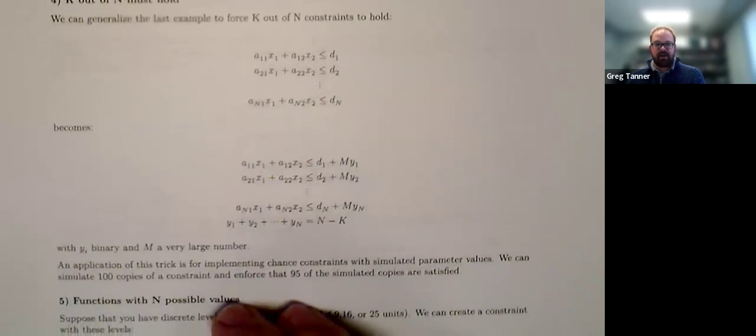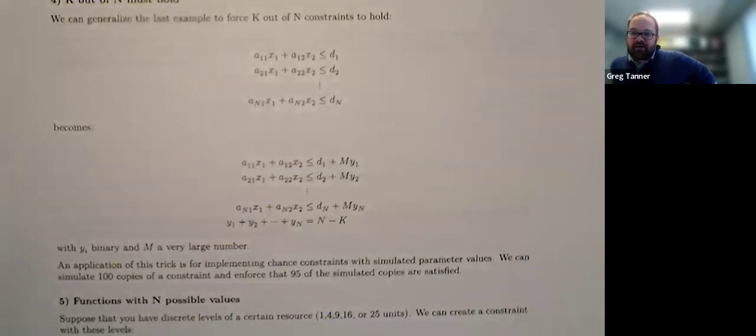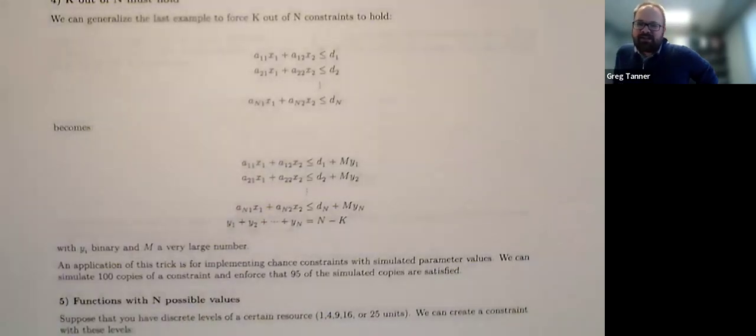Okay. An application of this specific trick is in implementing chance constraints with simulated parameter values for the right-hand side. We might simulate 100 copies and only enforce that 95 of them have to be satisfied. And so this gives you a way of probabilistically having a bunch of constraints, but saying not all of the constraints need to be satisfied. And you might only require that 95 out of the 100 be satisfied.